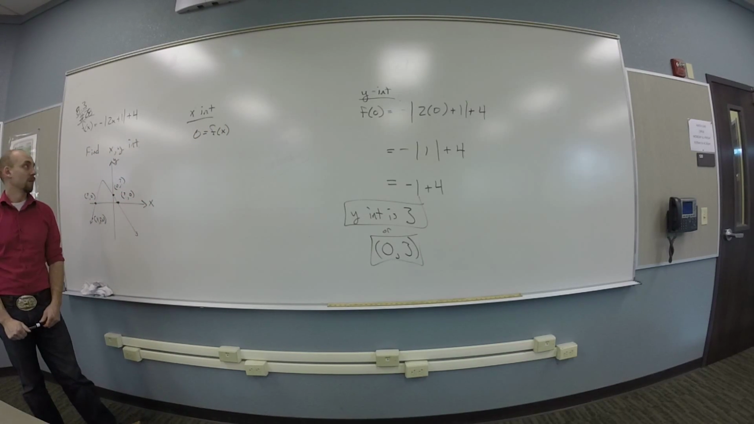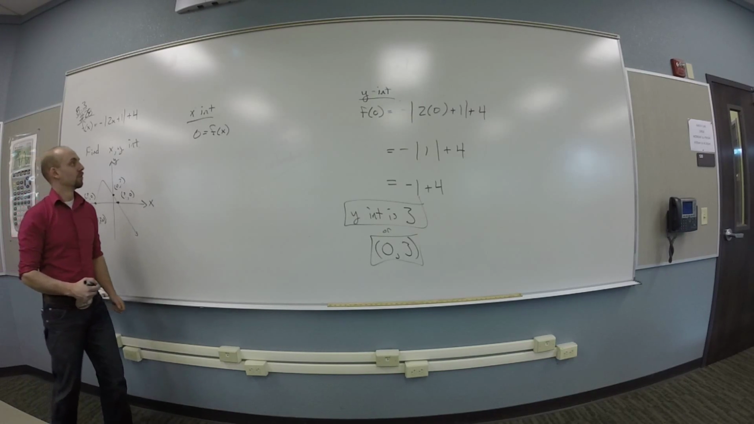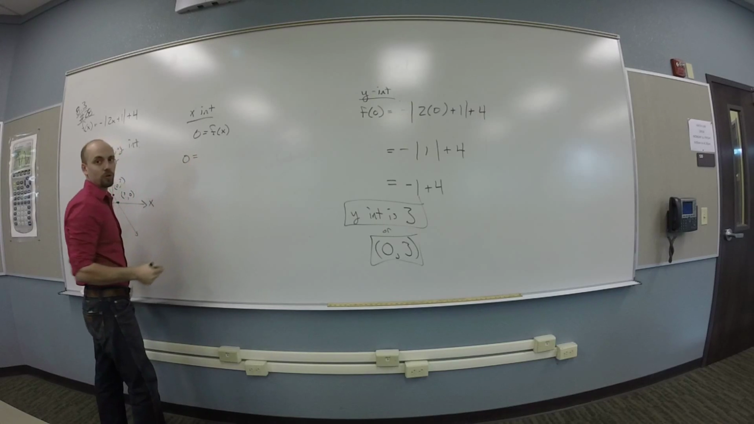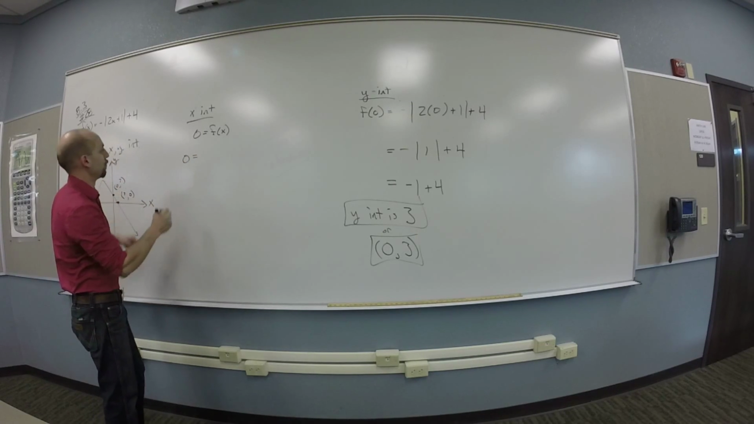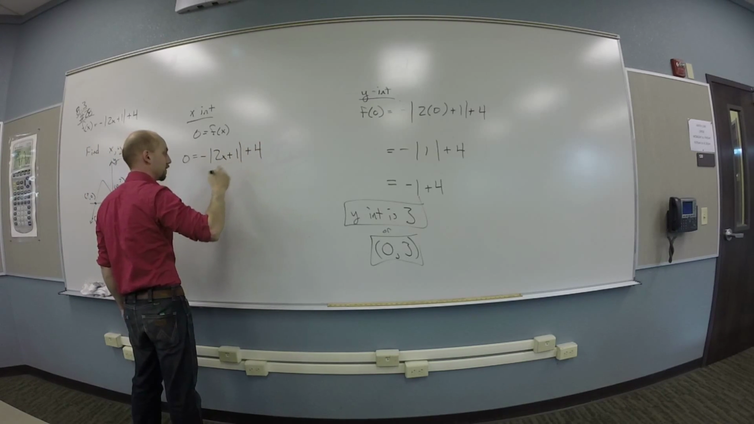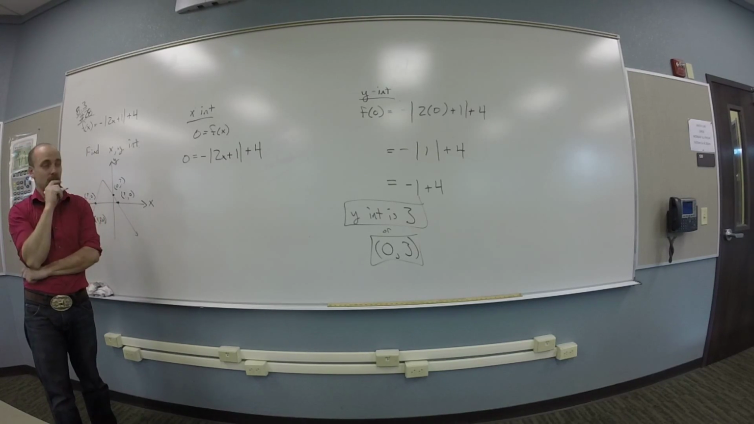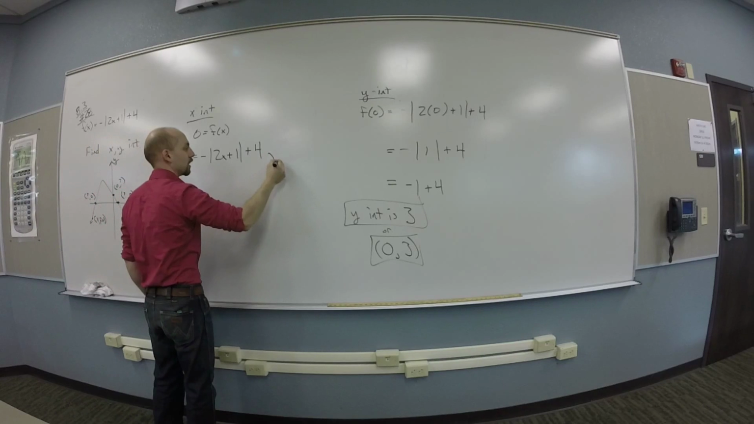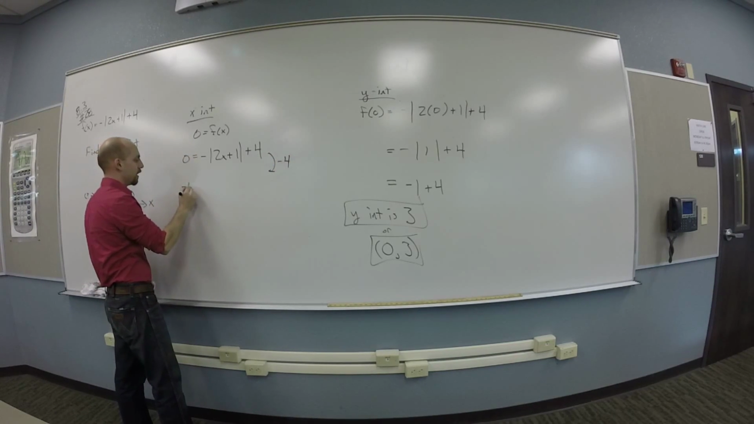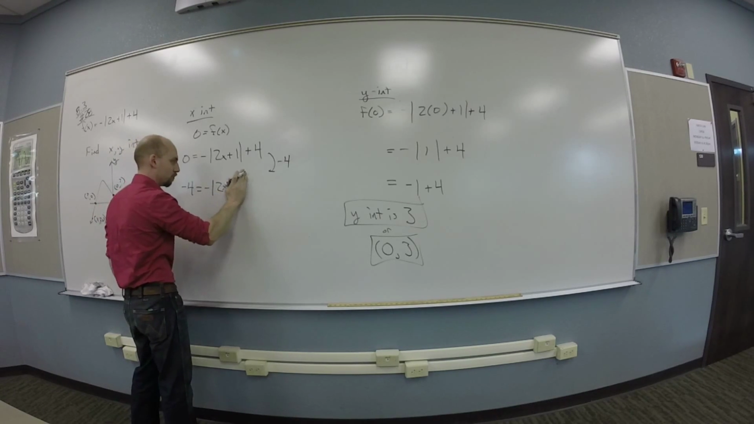How about the x-intercepts? How do I do those? Here we're going to set 0 equal to the function rule, right? So 0 should be negative the absolute value of 2x plus 1, plus 4. So I should subtract 4 from the other side. So I get negative 4 is negative the absolute value of 2x plus 1.